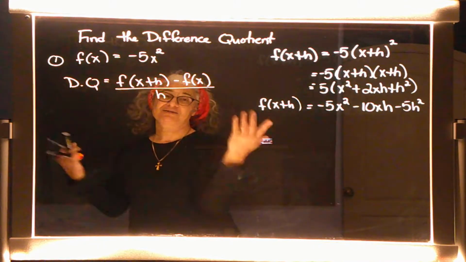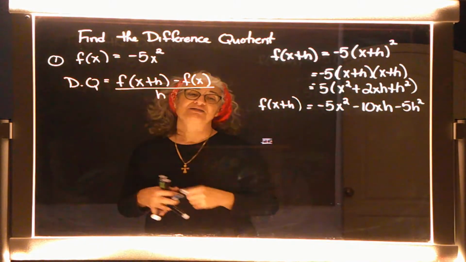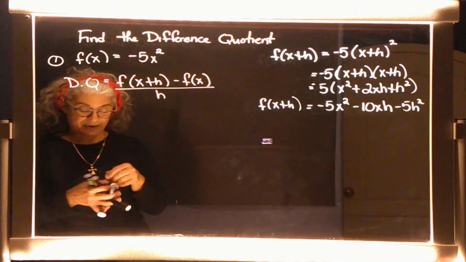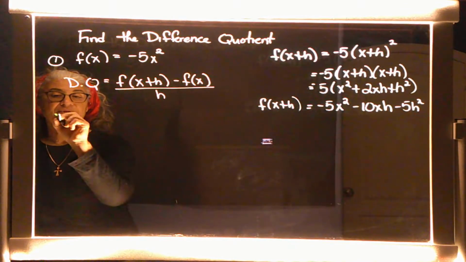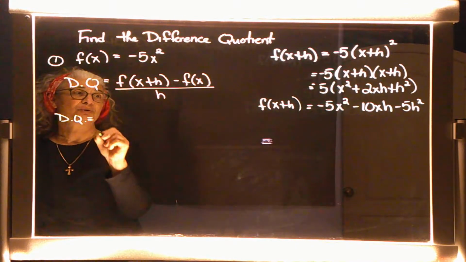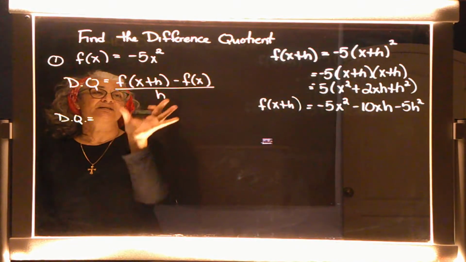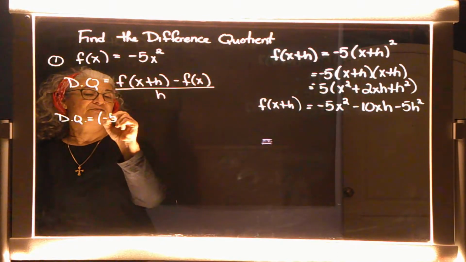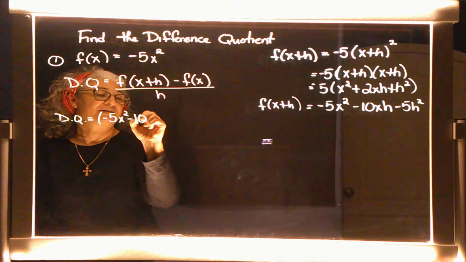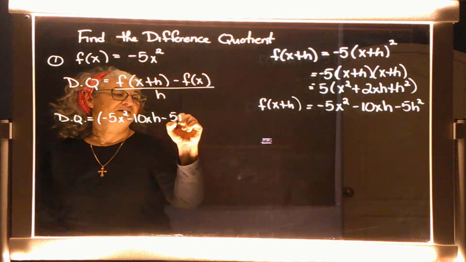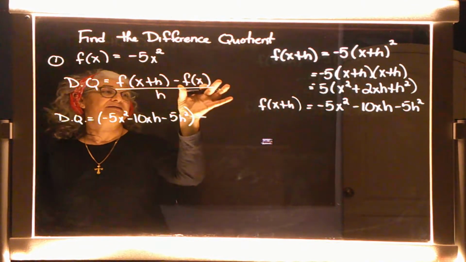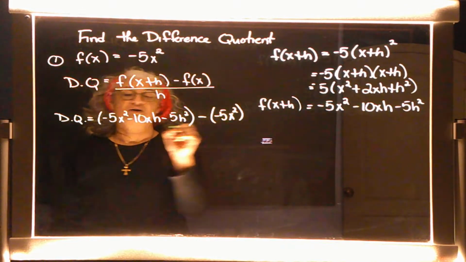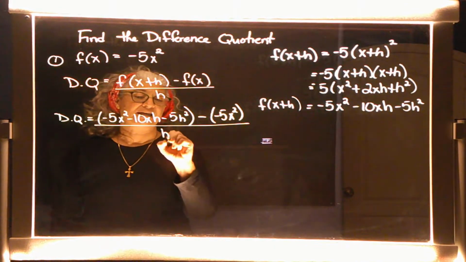Well, I got f of x. It's right there. And the other thing I need to know is h. Well, h I don't have, so h is just going to stay h. So when I go back to my formula and I start plugging things in, the difference quotient is equal to f of x plus h, which we found over here, negative 5x squared minus 10xh minus 5h squared, minus f of x, which is this negative 5x squared, all over h.